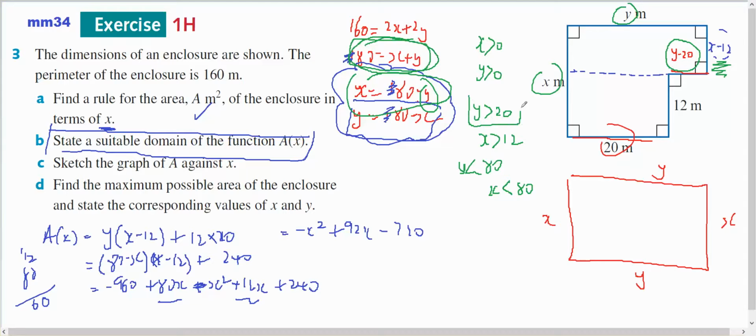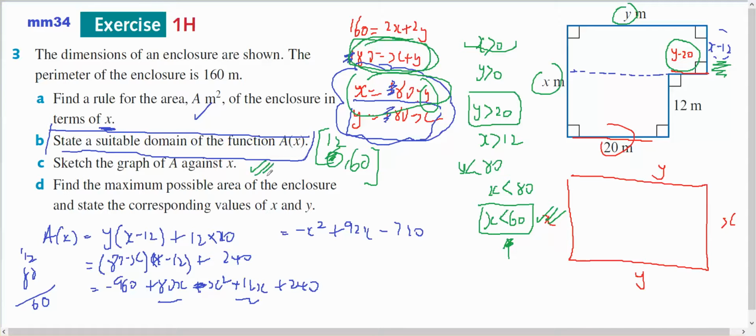So if y can't be less than 20 and x plus y is 80, therefore x has to be less than 60. So I know that x has to be less than 60. And the reason it's 60, not 80, is that y can't be less than 20. And x has got to be bigger than 0. Therefore, my domain is 0 to 60. Sorry, 12 to 60.